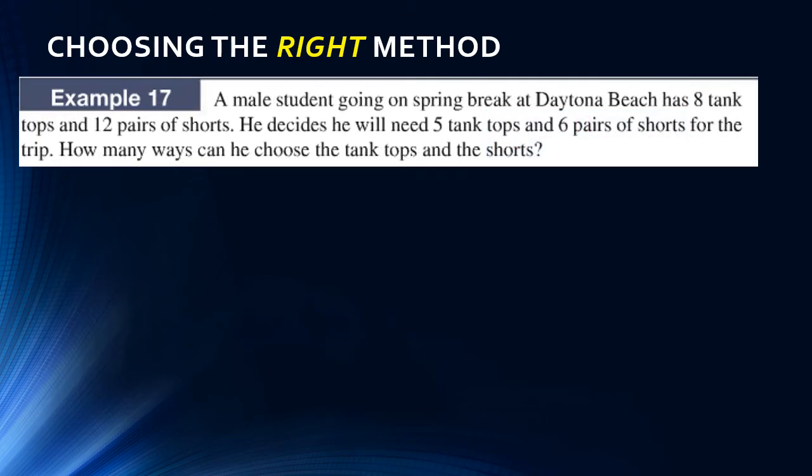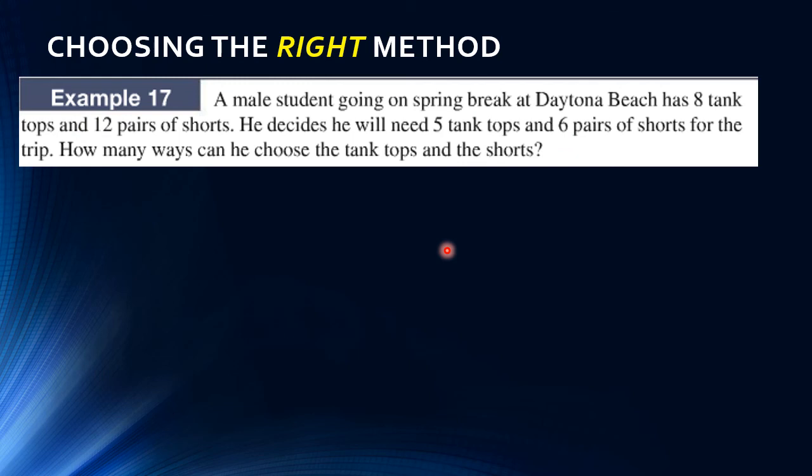A male student going on spring break at Daytona Beach has 8 tank tops and 12 pair of shorts. He decides he will need 5 tank tops and 6 pair of shorts for the trip. How many ways can he choose the tank tops and shorts? Again, we have a multiplication principle problem, because we're choosing tank tops and shorts. Again, we also have a combination or permutation problem because we're picking 5 tanks out of 8 and 6 shorts out of 12. So we have to think about that.